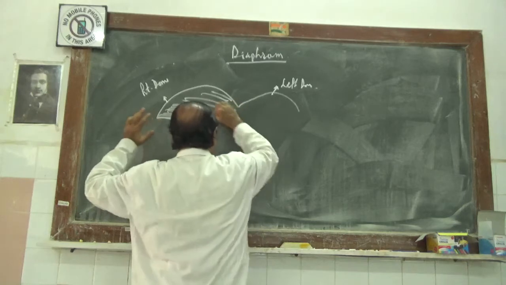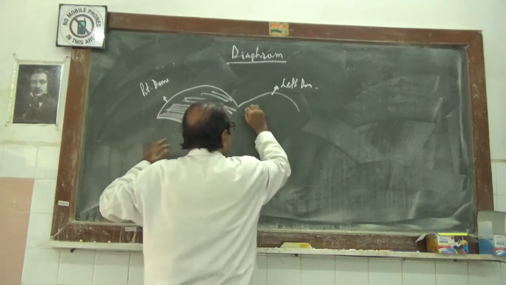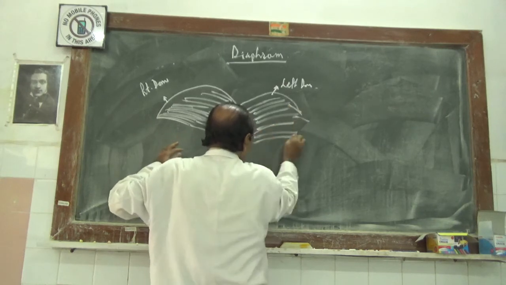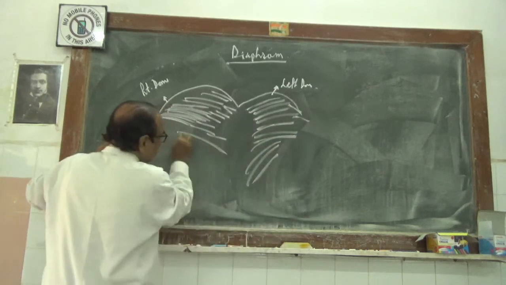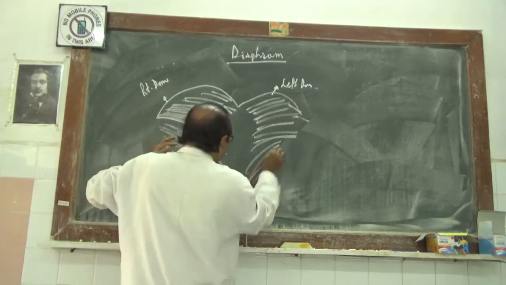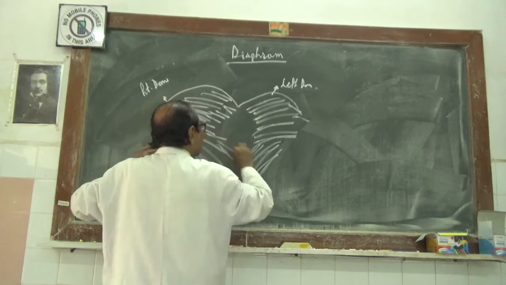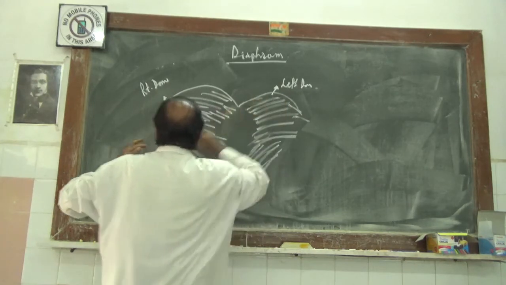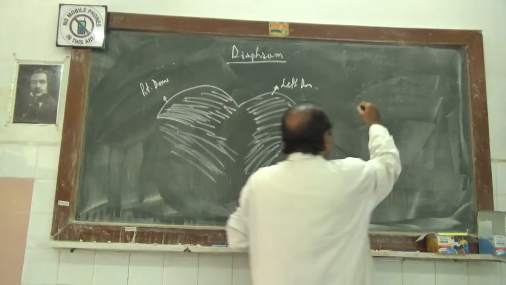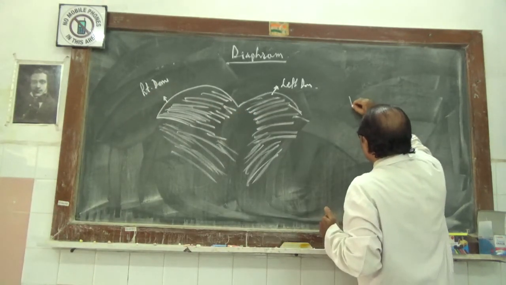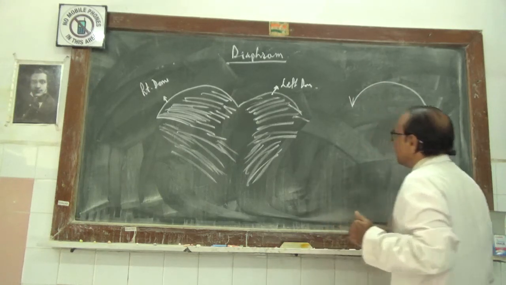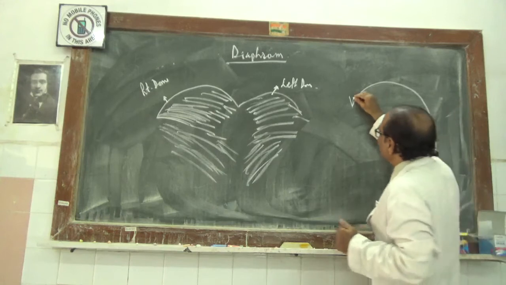So what I am drawing, this is how the muscles will be. This is the muscular part. It will be there like this. This is the front view. Then if you have the lateral view, you will have it like this. This is the xiphoid. So it will be there like this. This is the lateral view.